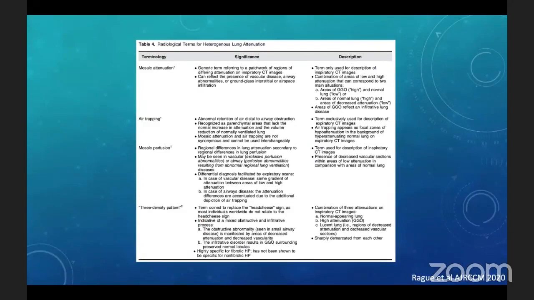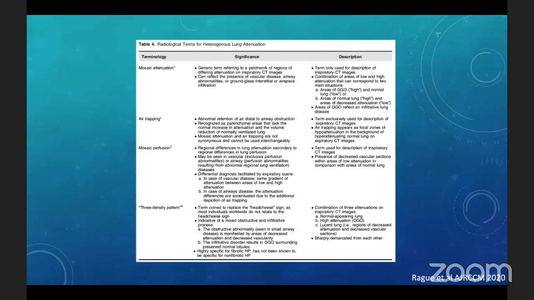There is an important point here to keep in mind: the caliber of the vessels in the hypoattenuated areas may look small and you think this is a vascular cause of this heterogeneous attenuation, but it can also happen in the setting of small airway disease, because a hypoventilated area will ultimately have a hypoperfusion, and that will affect the size of the caliber as well. Air trapping, as we described just now, is a descriptor that is used in the expiratory imaging to confirm that the patient has a small airway disease.